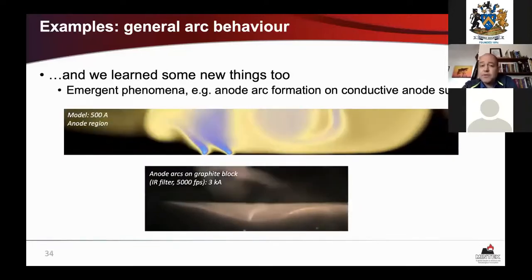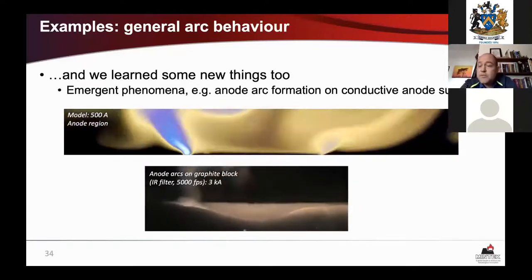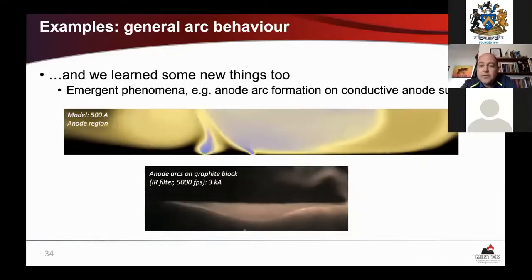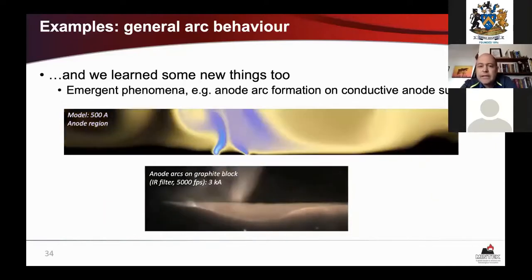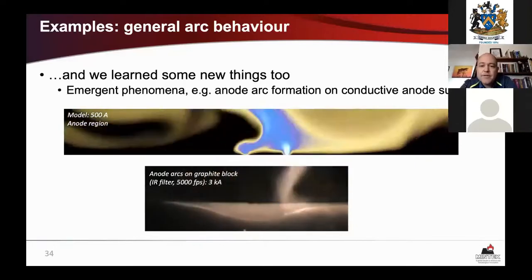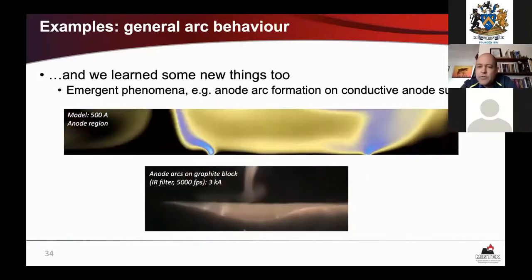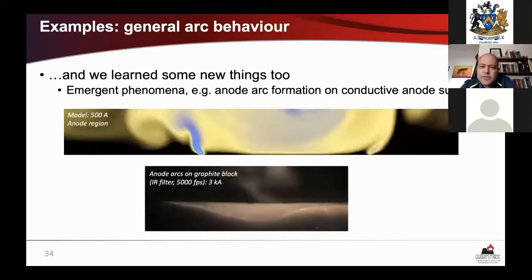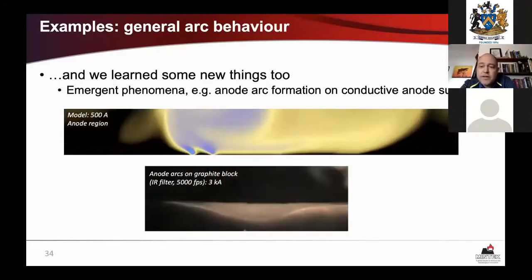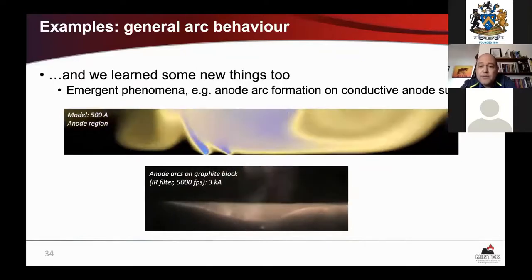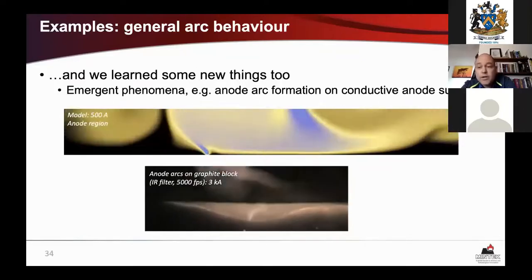Another useful thing with computational models is that they double as numerical experiments. You can learn things from them that would be hard or impossible to anticipate from the raw equations you're solving. So here's an example where we found that small and highly mobile anode arcs would form really easily on the anode surface in the model. When we went back and looked at our high-speed videos of arcs running on graphite blocks, we found examples of exactly the same effect. So that was quite cool.